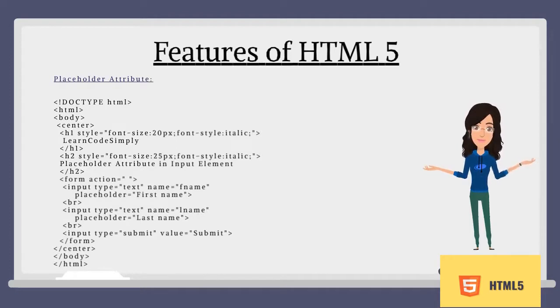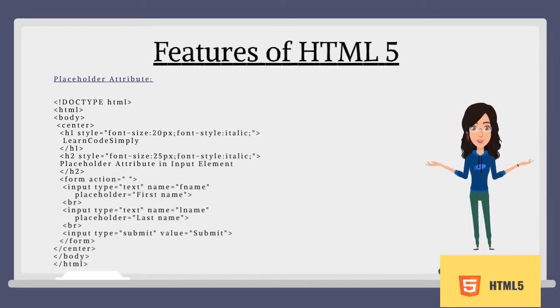So the next is the HTML placeholder attribute. The placeholder attribute specifies a short hint that describes the expected value of an input field or text area. The hint is displayed in the field before the user enters a value. The syntax is the element with placeholder equals to whatever value you want to place here. This attribute can be used with two elements, the input or textarea tag, and the attribute for each of these elements is placeholder.